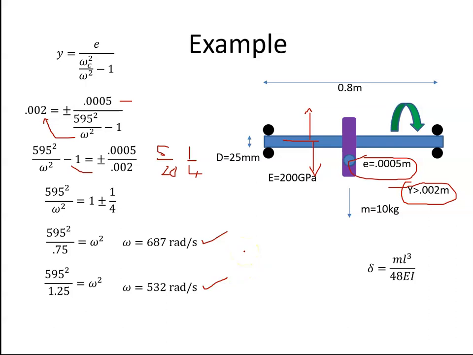So for the deflection of the shaft, omega c, which we calculated, was equal to 595. So that's the whirl speed. This is when, theoretically, it deflects to infinity. But any value between these two ranges will give us a deflection of 2 millimeters. Okay, we'll go on to the next example.